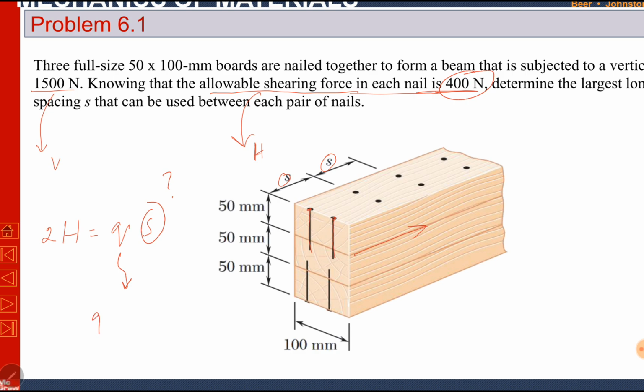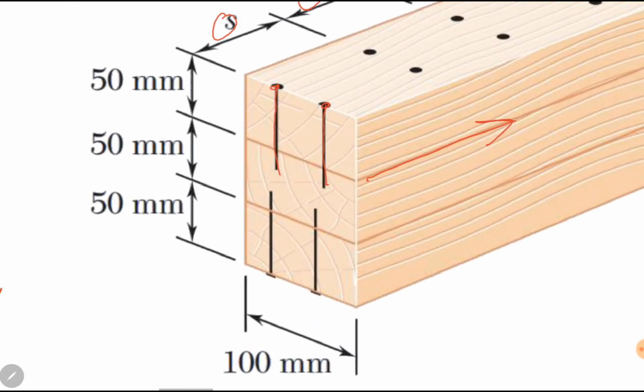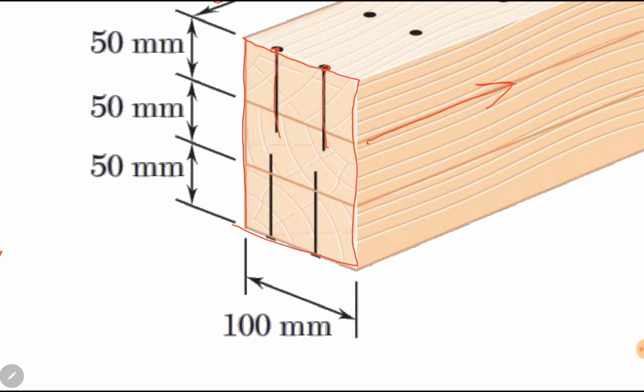q is equal to VQ divided by I. Small q is shear flow, and capital Q is the first moment of area. V is given to us. So we need to find capital Q and I. I can be found; it is a rectangular cross section, so it is very easy to find I. It is 100 into 150 cube divided by 12. Capital Q, we have to find capital Q.